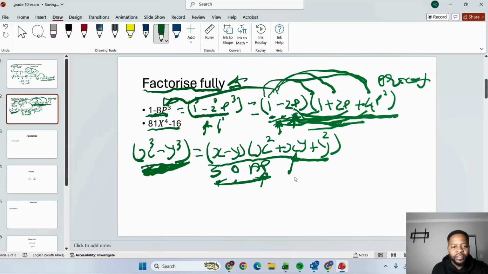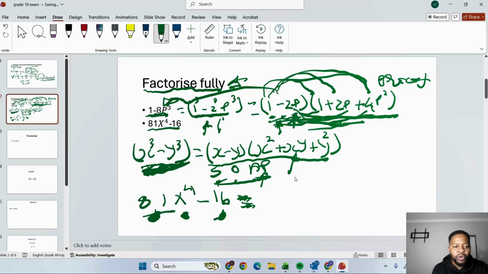That's done. So the second question that we have now is 81 x to the power 4 minus 16. How do you factorize this one? The simplest way that I factorize this, because when I look at those, I can see that I can get a perfect square root for 81, a perfect square root for x to the power 4, and a perfect square root for 16.